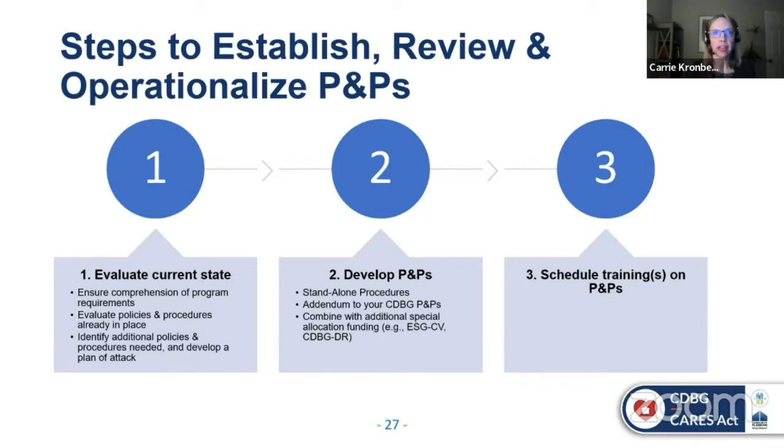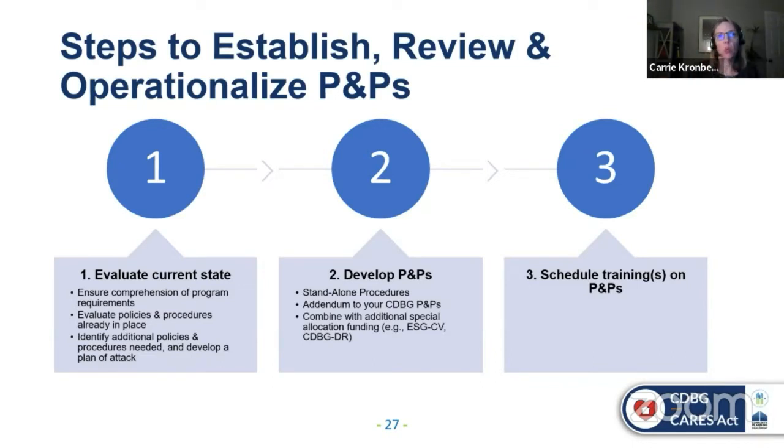So as mentioned, you can create a standalone document that just addresses the relevant areas that you need for CDBG-CV. You could revise or addend your existing policies and procedures. So maybe you add something to the record keeping section, for instance, to accommodate CDBG-CV requirements. Or, many of you, particularly states, may already have a special allocation such as CDBG-DR. A lot of you also have ESG-CV, excuse me. And there are some overlapping requirements between those programs. So you could include the CDBG-CV policies and procedures with those if, say, you had standalone DR procedures.